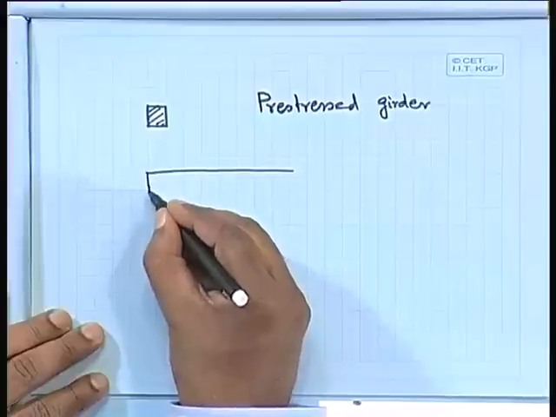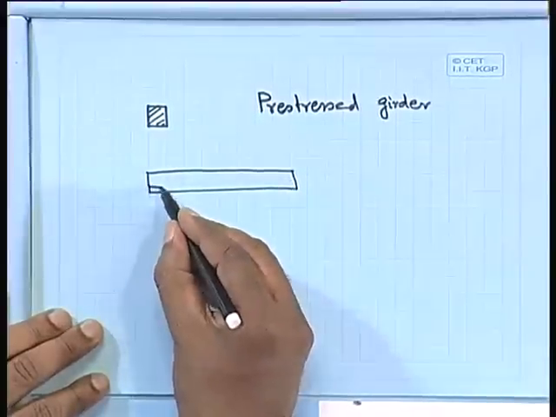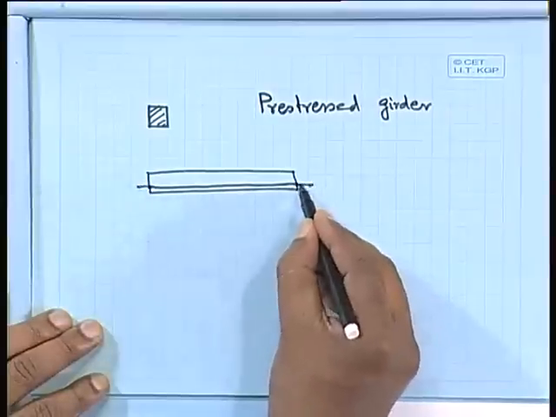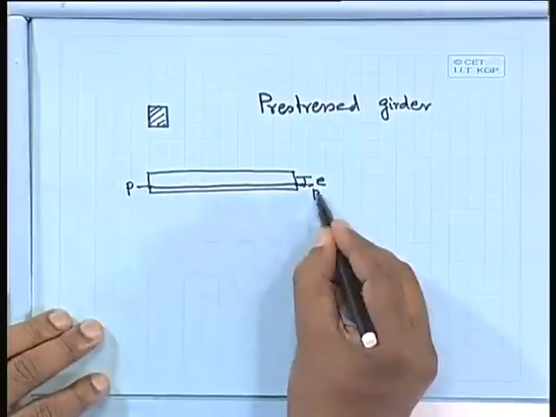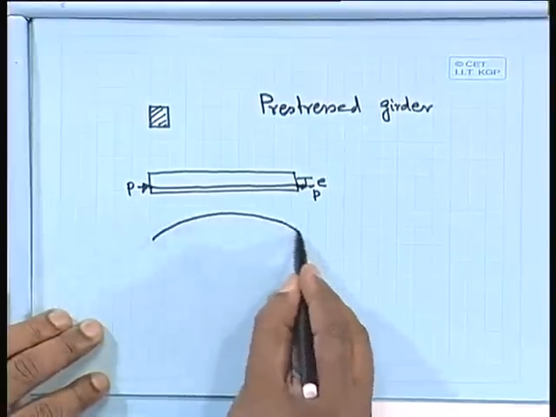Initially say the beam was like this. I want to say something like this. I am keeping it here, not going into detail. I am giving a certain eccentricity e, and this is your force P, which is acting like this. So it will be like that.